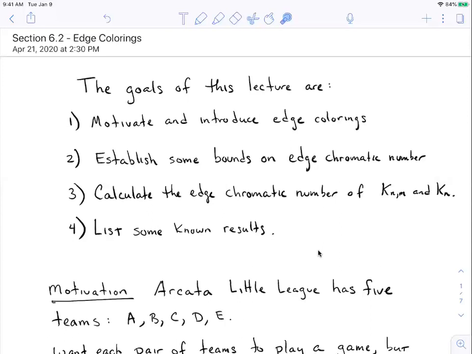So you can see the goals of the lecture. What I want to do is motivate with an example and introduce and define what I mean by an edge coloring of a graph. And then edge coloring will have a so-called edge chromatic number, and I want to establish a couple of bounds for that. One of them we'll give a proof of. The other one I'm just going to cite a theorem for. And then I want to do some calculations, show you some techniques of how people think about stuff like this. We'll compute the edge chromatic number of complete bipartite graphs and complete graphs. And then we'll end by surveying some known results.